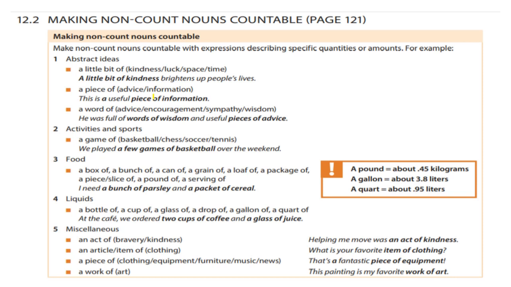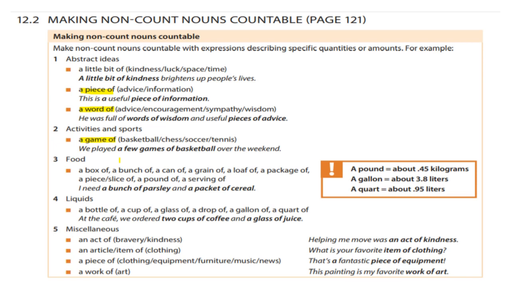Advice again, encouragement, sympathy, wisdom, you can use a word of. Put it in front of these nouns. For example, words of wisdom, pieces of advice. So those nouns become countable. For activities and sports like basketball, chess, soccer, tennis, you can use a game of. You can say a game of soccer, a few games of basketball. So you can count the activities and sports, and they become countable.